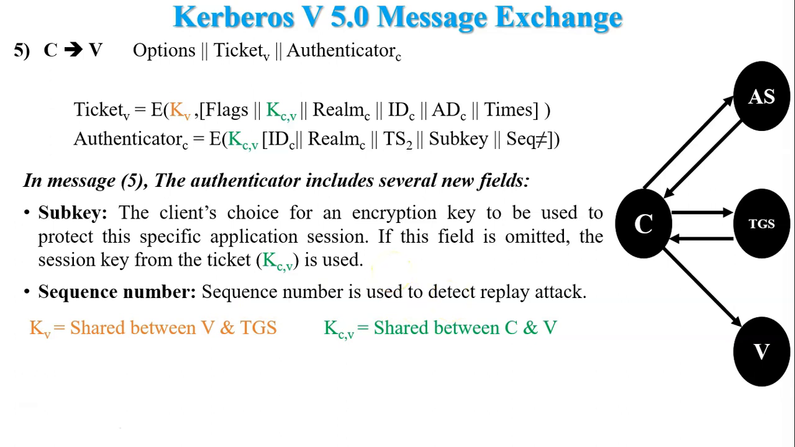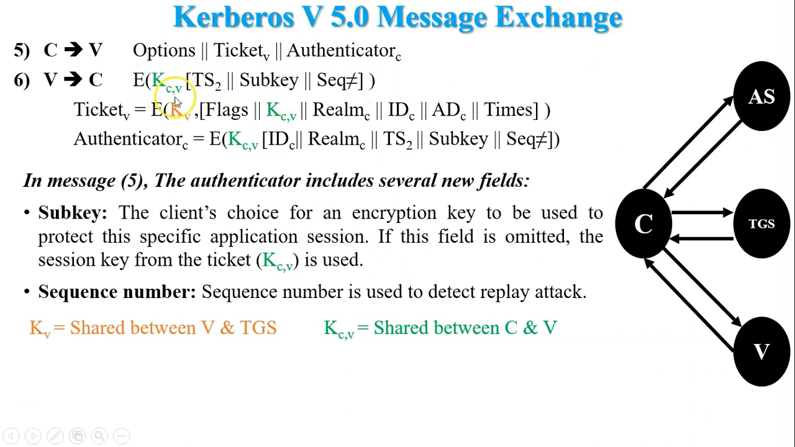In the sixth step, the server will send a reply message to the client. The purpose of this message is to check the confidentiality of the message, because the message is encrypted using the session key KCV, which is shared between the client and server V. So after the sixth step, the client and server will communicate with each other and the server will provide the requested services to the client. So this is all about the Kerberos version 5 message exchange.